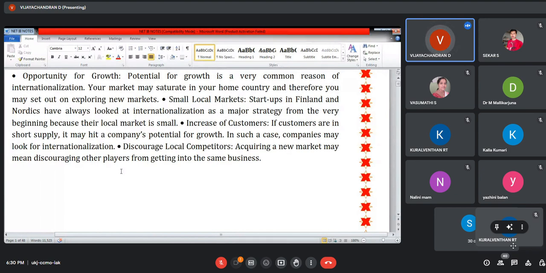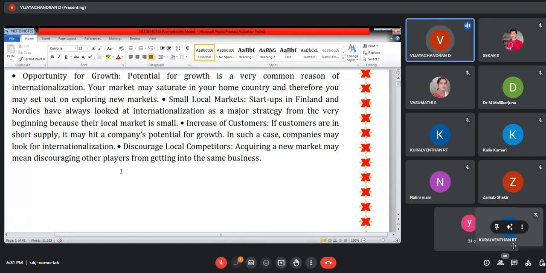The next reason for IB is increasing new customers. If customers are in short supply, they get products in a limited way. In the case of internationalization, it enables a variety of products. For example, 30 years back you could only have one brand of car, say the Ambassador. After the LPG era, after globalization, you have different brands and varieties of cars, like Hyundai and BMW. All of this is possible due to the globalization and internationalization of business. So you can have a different variety of products.